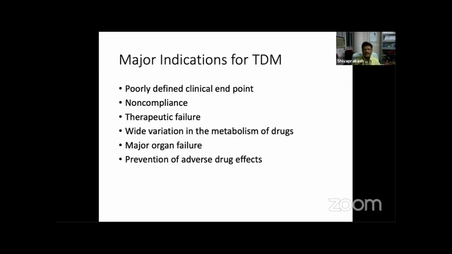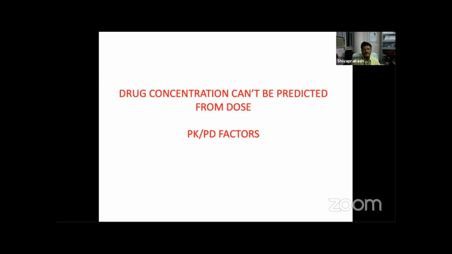So the major indications are a poorly defined clinical endpoint and non-compliance, especially in chronic diseases, where we prescribe antifungals for a longer time. At that time, the patient may have a recurrence. So to see whether compliance is really there or not, you require it. Also therapeutic failure, wide variation in the metabolism of the particular drug, major organ failure, and also to prevent adverse effects.